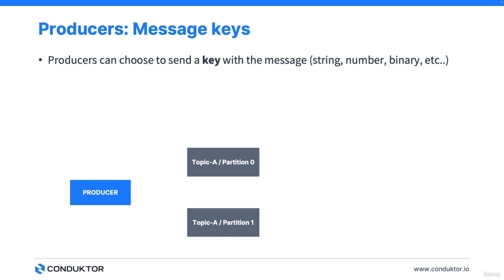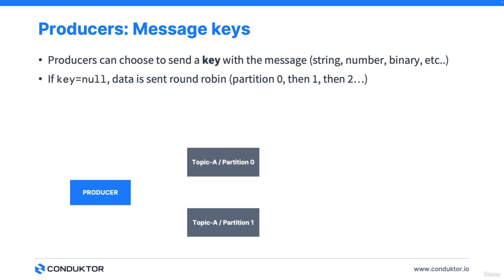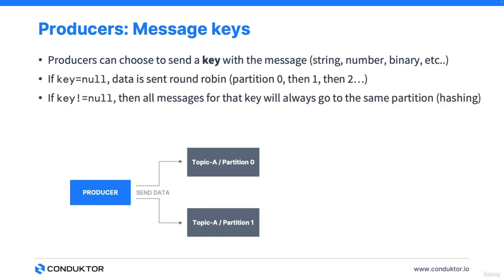So you have two cases. In this example, I've taken a producer that is writing to a topic with multiple partitions. If the key is null, then the data is sent round robin. That means it's sent to partition 0, then partition 1, then partition 2, and so on. This is how we get load balancing. Key equals null means that the key was not provided in the producer message. But if the key is not null, that means the key has some value, again a string, a number, a binary, whatever you want.